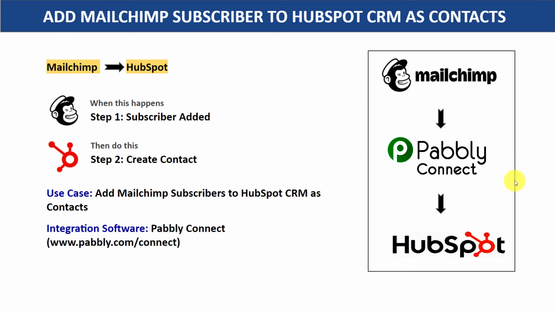In this video, we will be using Pabbly Connect to integrate MailChimp and HubSpot. The best part of using Pabbly Connect is there is no need for coding skills or programming knowledge. It can be done easily. Let me show you on my screen.